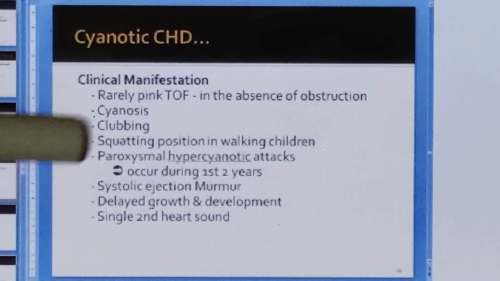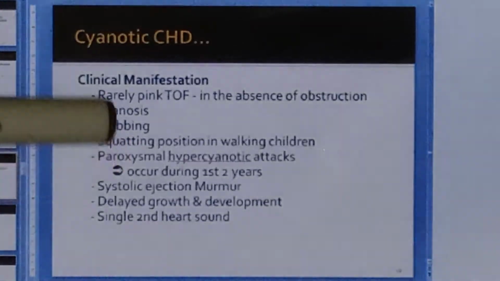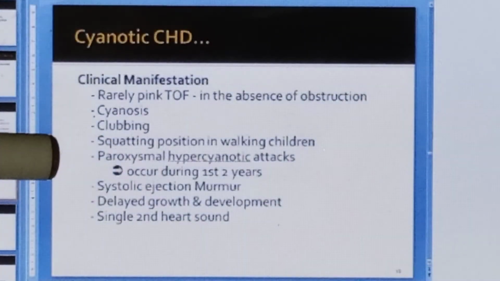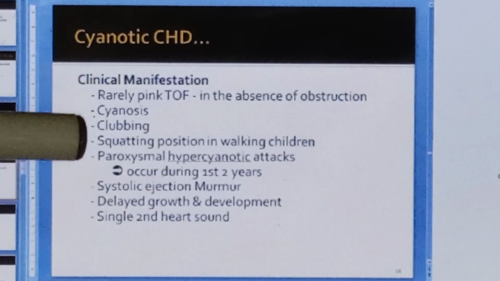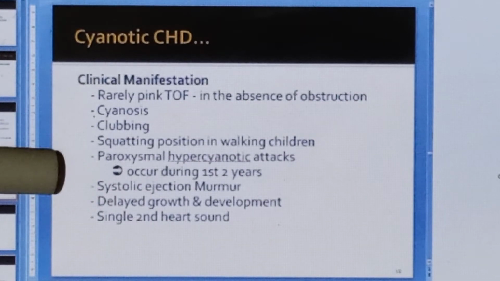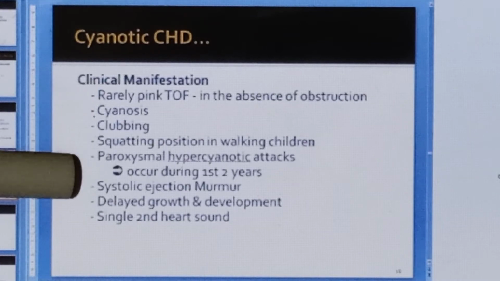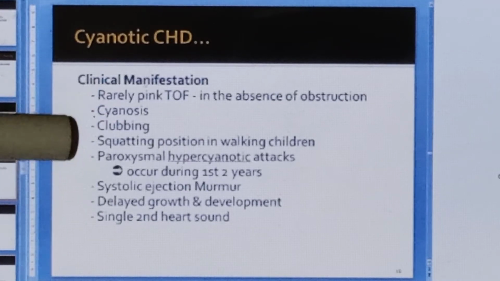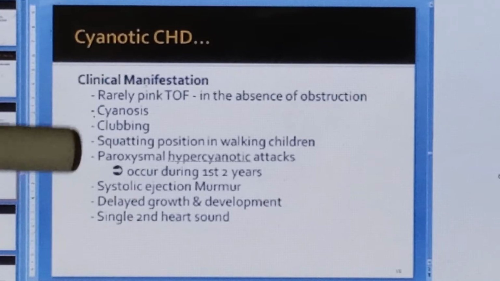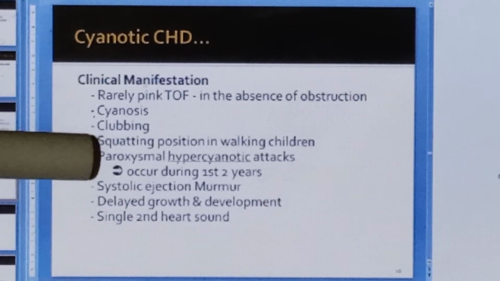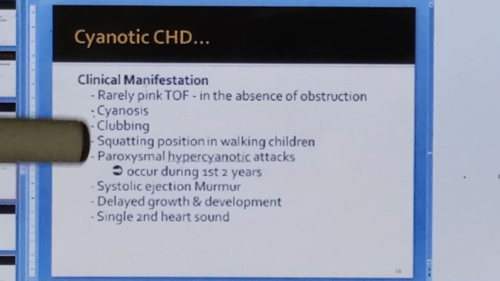And the other features include paroxysmal hypercyanotic attacks. These occur in some patients and are known as hypoxic spells. These are very severe attacks and occur in very young children, that is less than 2 years of age, especially during feeding. Due to less oxygenated blood entering the circulation, hypoxia to the brain can cause syncope in these children.